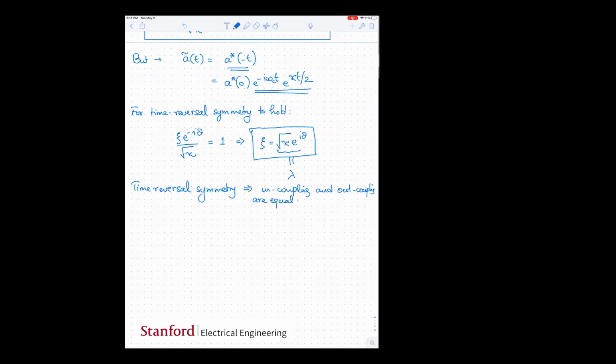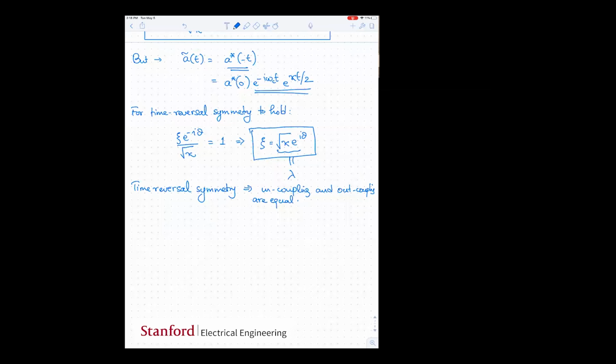And by energy conservation, we know that these incoupling and outcoupling should be related to kappa, but their magnitude is equal to square root of kappa. So if you take your kappa to 0, you consider a system which is lossless, you don't have any incoupling and outcoupling as well. Okay, so it all makes physical sense.